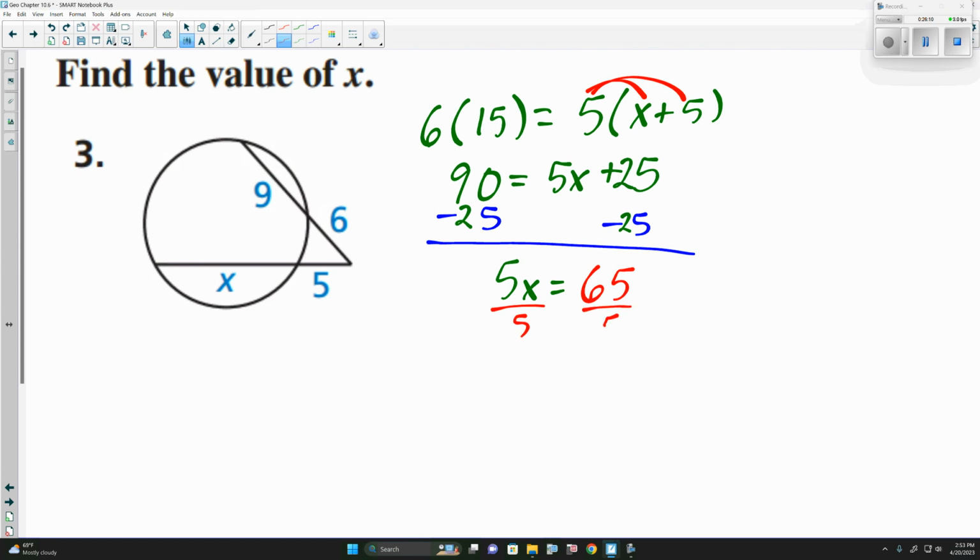And we divide both sides by 5. x is 13. That makes a little more sense. Let's make sure. x equals 13. Yeah, because 13 times 18. I completely break it apart.